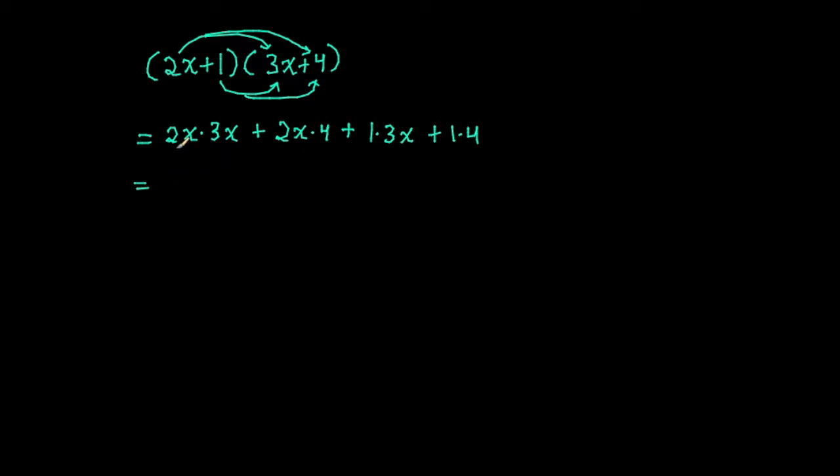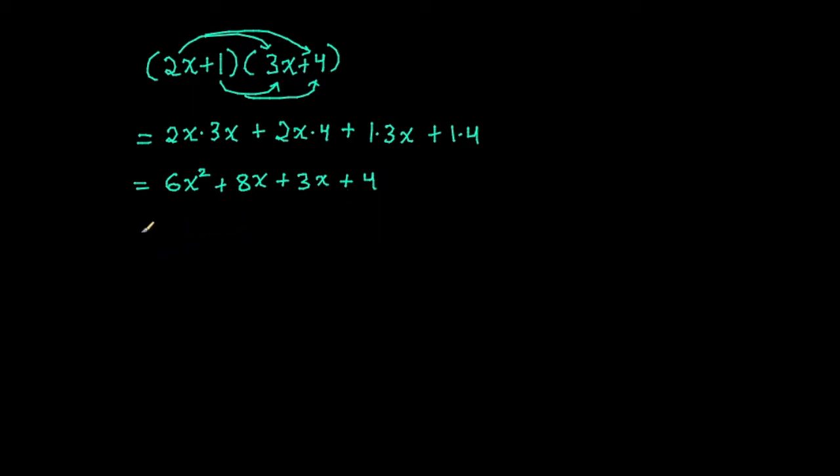This is equal to, well, we have 2 times x times 3 times x. Now 2 times 3 can be simplified. 2 times 3 is just 6. And then what remains is x times x. X times x can be written as x squared. So this is 6 times x squared, or just 6x squared. And then plus 2x times 4, or 2 times x times 4. Now 2 times 4 is just 8, so we have 8 times x, or just 8x. And then plus 1 times 3x, anything times 1 is just itself, so we have 3x here. And then finally plus 1 times 4, that's just going to be 4.